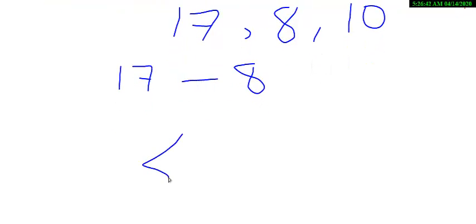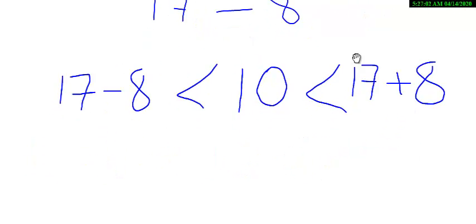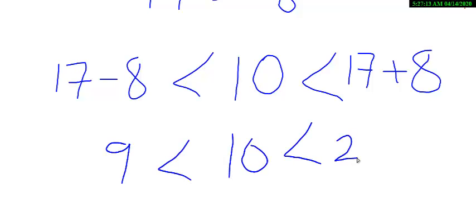So I'm going to form a general inequality. The middle, which is 10, goes in the middle; on the right hand side of the inequality I add 17 and 8, and on the left hand side I take 17 minus 8. If this inequality comes true, that means the three sides form a triangle. So I have to check this out. 17 minus 8 is going to be 9, less than 10, less than 25.